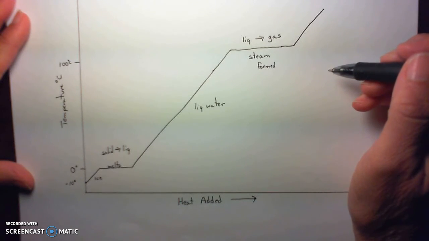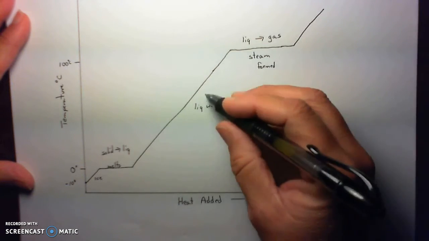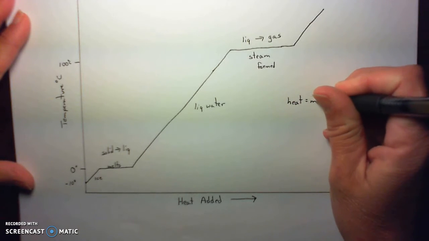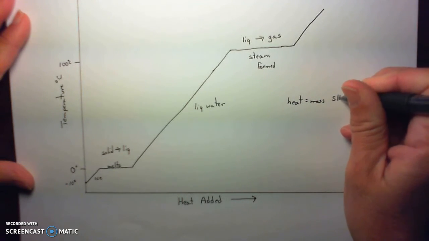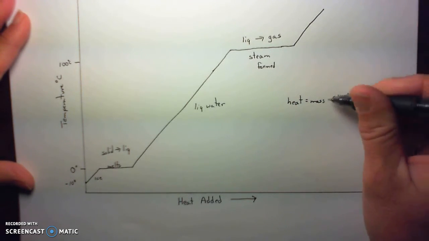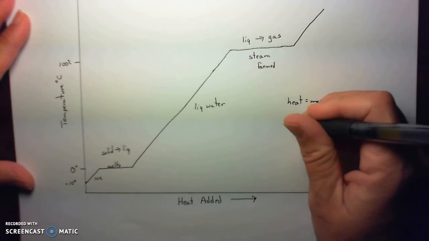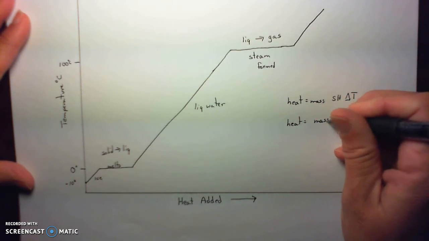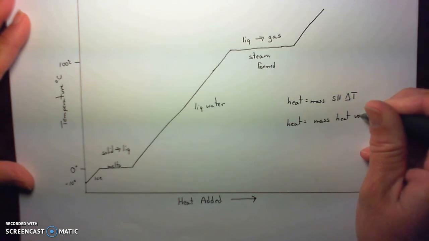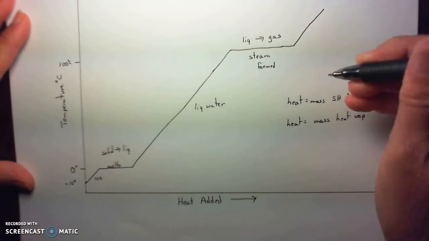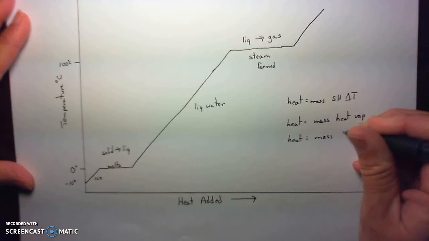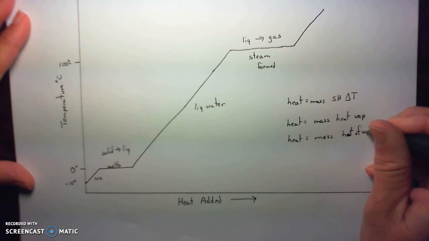There are different equations used for the parts where the temperature changes. Heat is equal to the mass times the specific heat times the change in temperature. Where there is no temperature change, heat is equal to the mass times the heat of vaporization if it's a liquid gas transition, or heat is equal to the mass times the heat of fusion.